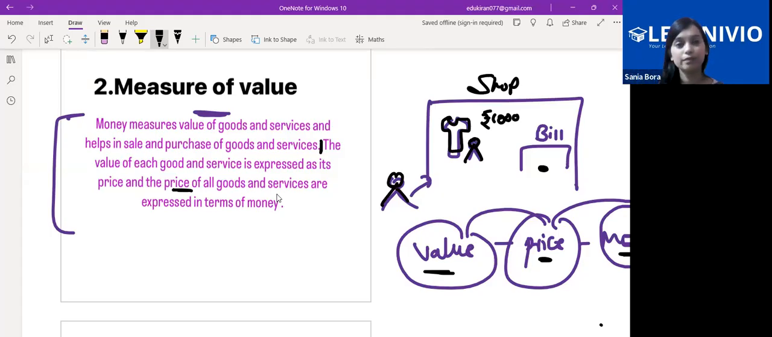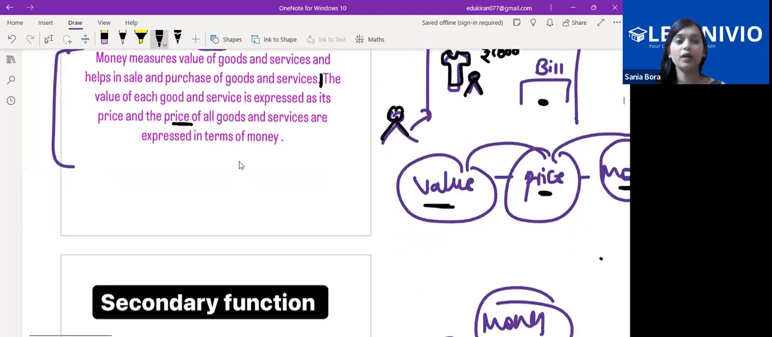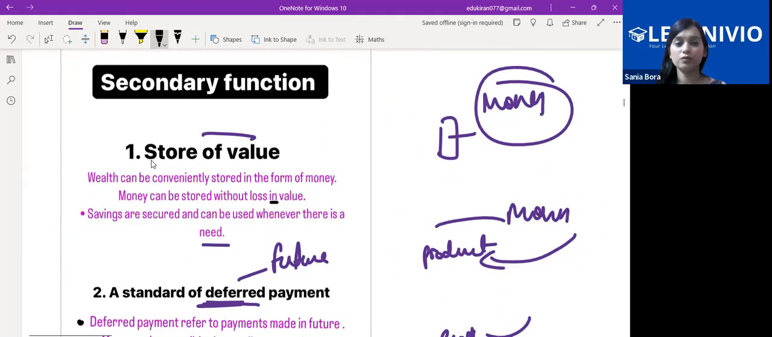Done? Okay, so this is how you measure it. If you want to measure the value of any particular product, you need the price first, and then you will pay the price in terms of money. Clear? Okay. Now coming to store of value.